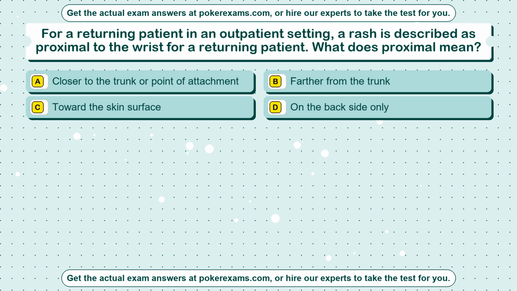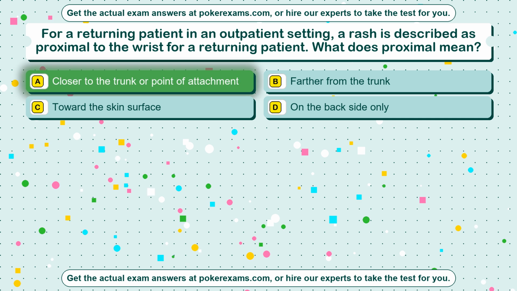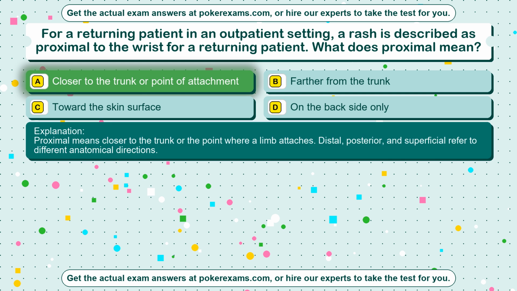Question 90. For a returning patient in an outpatient setting, a rash is described as proximal to the wrist for a returning patient. What does proximal mean? Option A, closer to the trunk or point of attachment. Option B, farther from the trunk. Option C, toward the skin surface. Option D, on the back side only. The correct answer is option A, closer to the trunk or point of attachment. Proximal means closer to the trunk or the point where a limb attaches. Distal, posterior, and superficial refer to different anatomical directions.